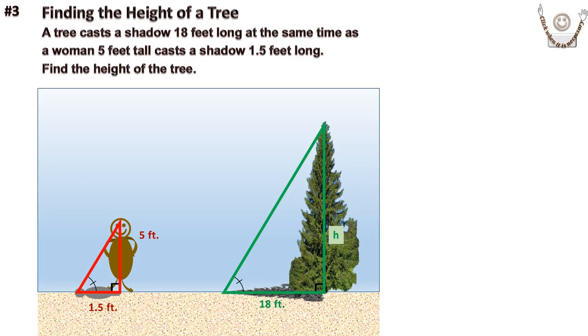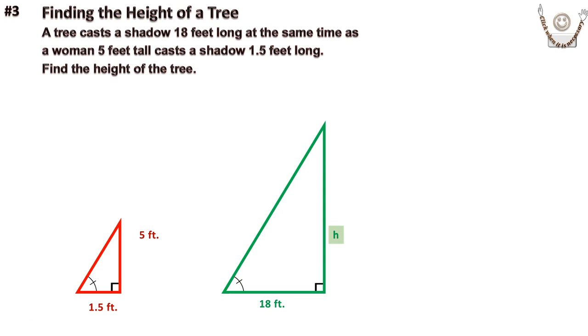Practical problem. Finding the height of a tree. A tree casts a shadow 18 feet long at the same time as a woman 5 feet tall casts a shadow 1.5 feet long. Find the height of the tree. Look into the drawing and you will see two triangles and they are similar. The small one, the red one, and the large one, the green one. Now we have similar triangles and we are looking for the height, h.